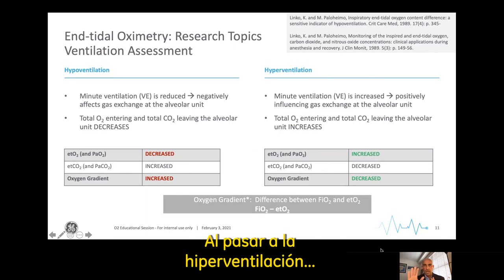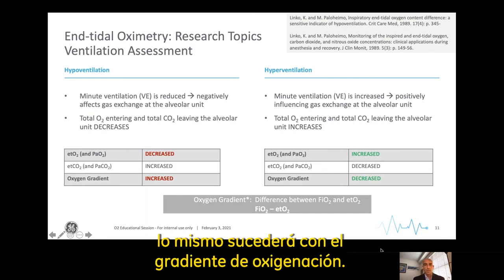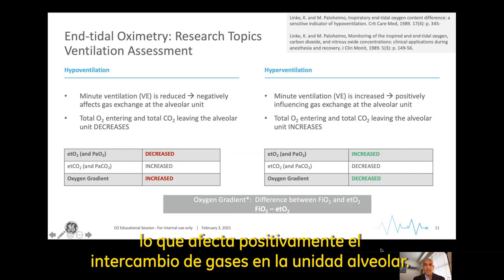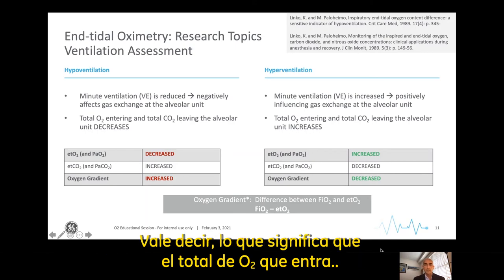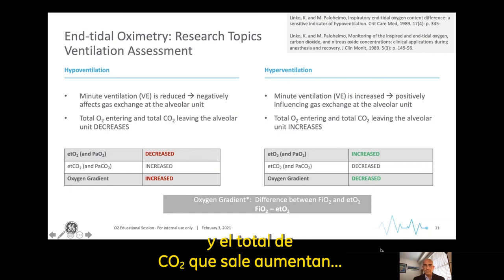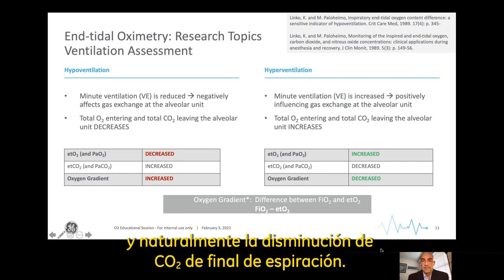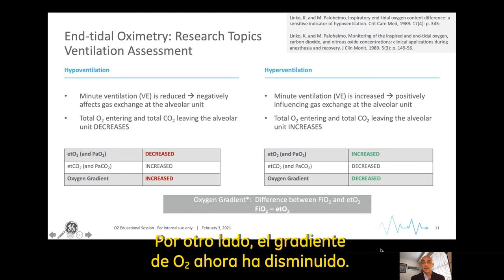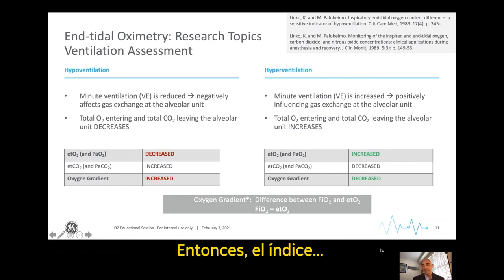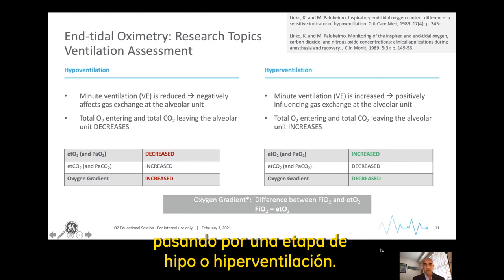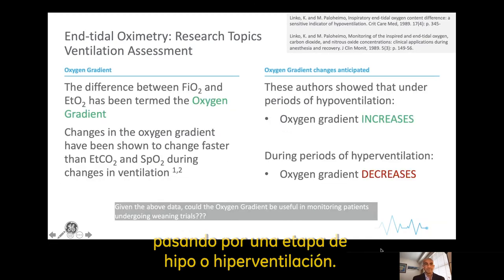So flipping the gears to hyperventilation, the same thing in the opposite will occur. When hyperventilation occurs, minute ventilation is increased. So that positively affects the gas exchange at the alveolar unit, which means that the total amount of oxygen entering and the total amount of CO2 leaving have both increased. Therefore, that would manifest as the end tidal oxygen has increased, and end tidal CO2 naturally would decrease. And on the flip side, the oxygen gradient now has decreased. So these measurements, the end tidal oxygen as well as the oxygen gradient, can be informative to identify people that are going through bouts of hyper or hypoventilation.